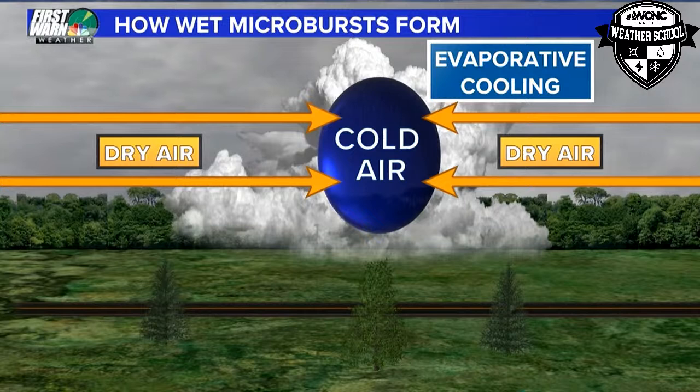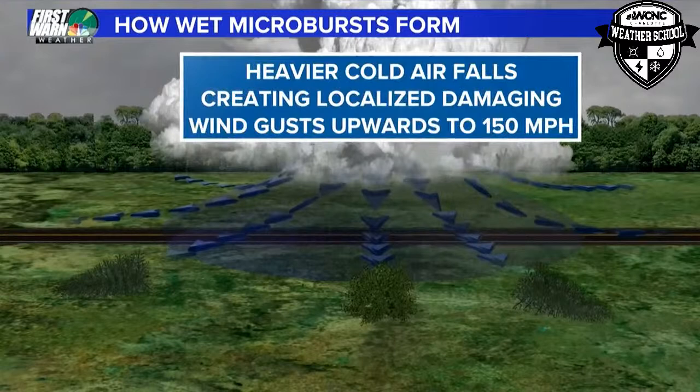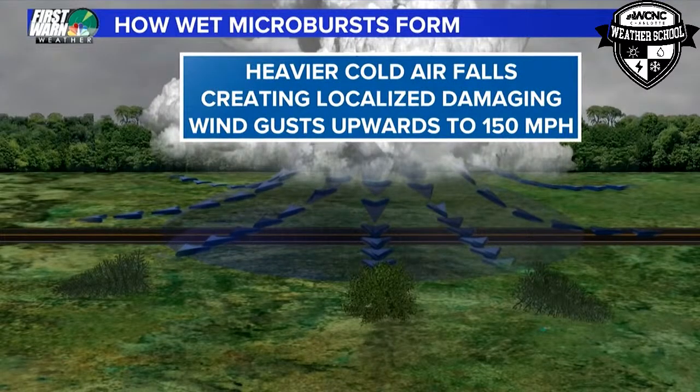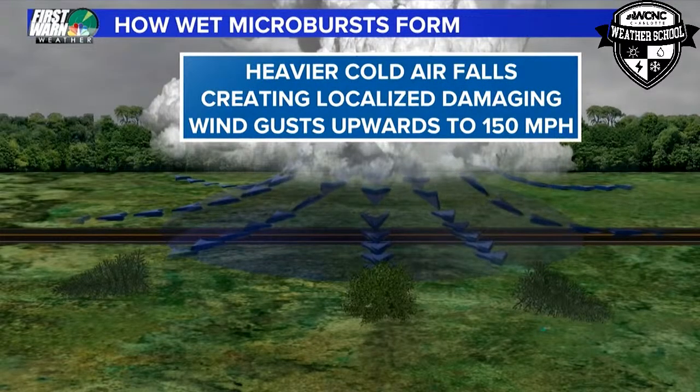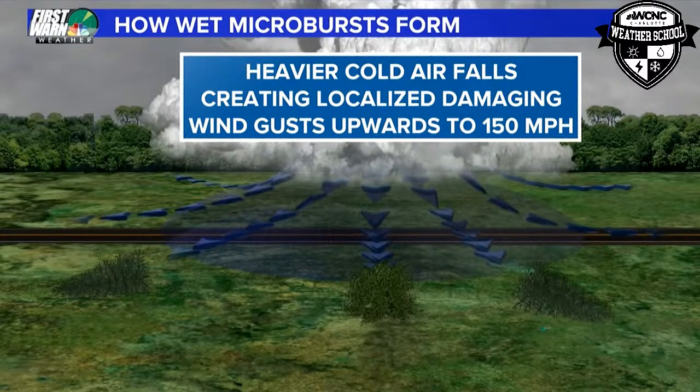They form by dry air that interacts with that cold air from evaporative cooling. Evaporative cooling just happens when all that rain within the storm is evaporating. That's a cooling process. So that cold air eventually gets so heavy that it drops out all at once and it fans out in a bunch of different directions. That is going to cause some localized damaging winds, and they can be as much as 150 miles per hour.